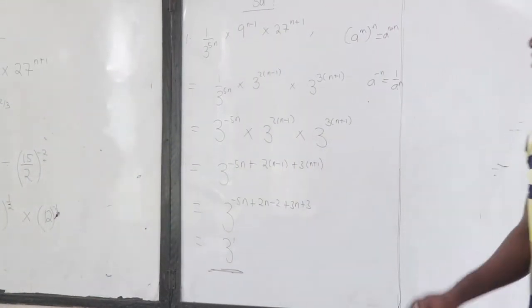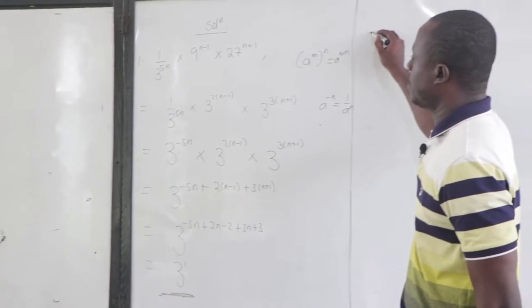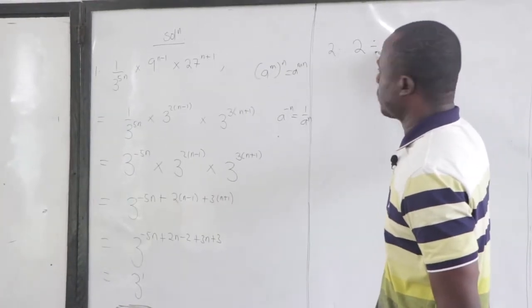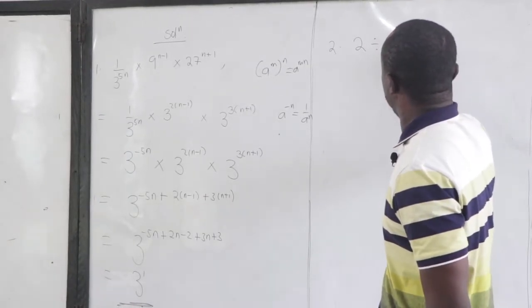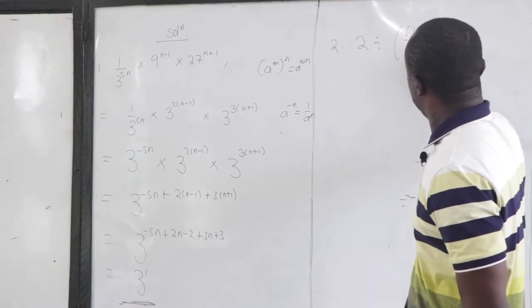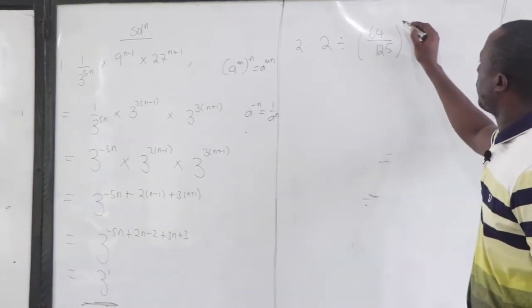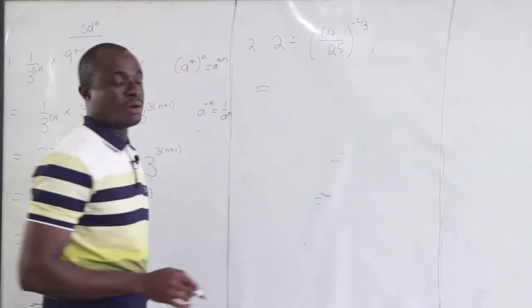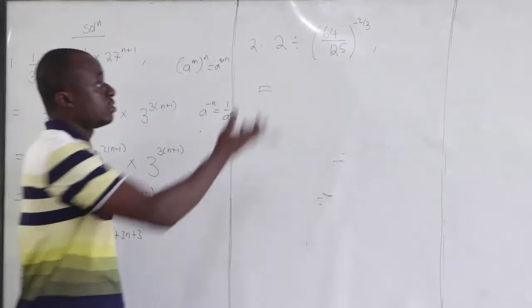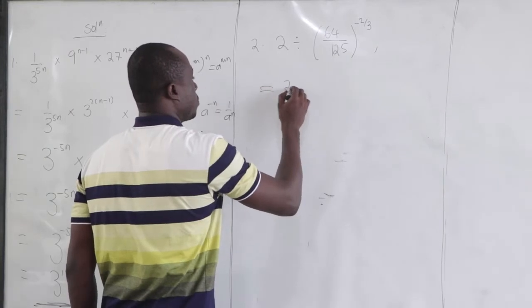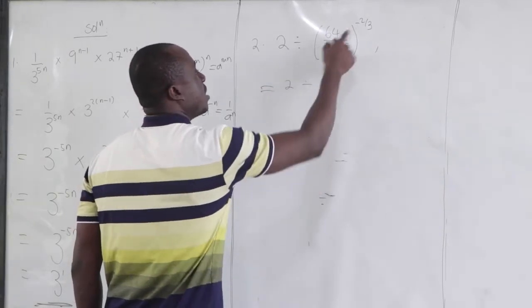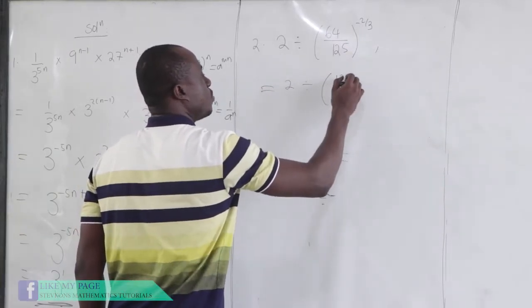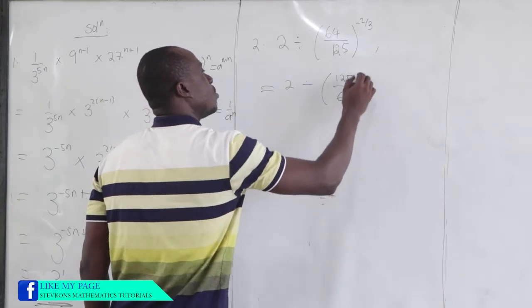Now, let's see the second question. We have 2 plus 64 over 125, all to the power negative 2 over 3. Now, brackets first, BODMAS. So let's do the bracket first: 2 divided by, now this is negative, so what are you supposed to do? Reciprocate so that the negative goes away.